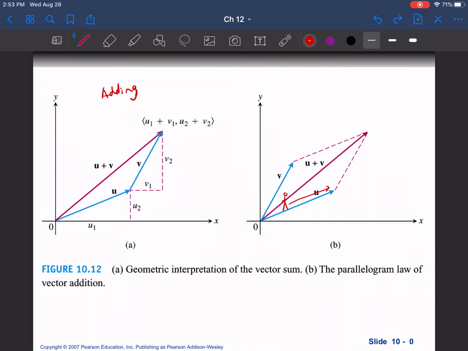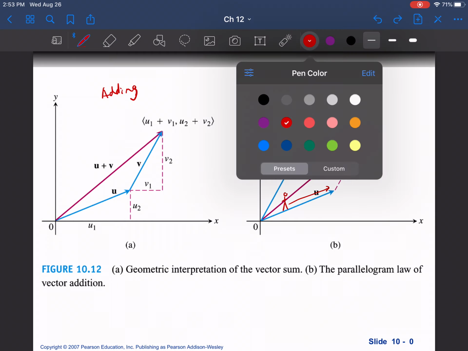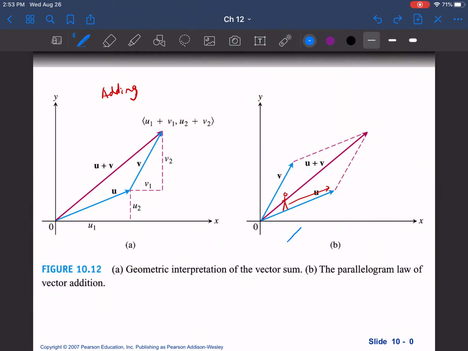So you sure wouldn't want to do something like that. Another one that some people might try would be to put V like this. You can't walk along that. You'd walk along U, and then you'd have to go in the opposite direction of V. So that's not U plus V. You can only go in the direction that the arrows are pointing, and then you put them in a walkable path like what's right here.